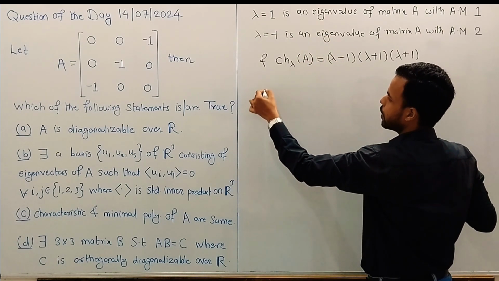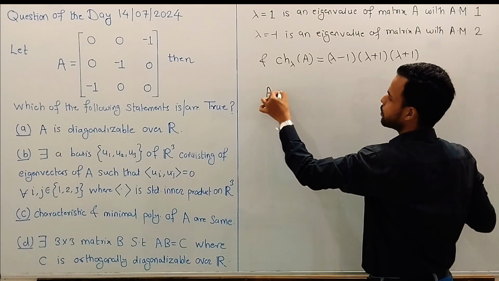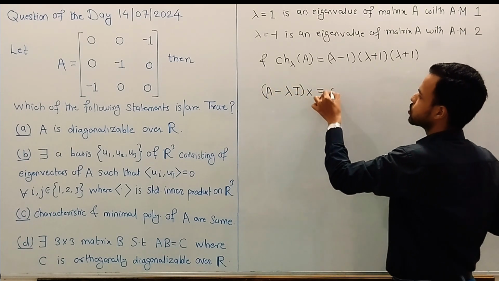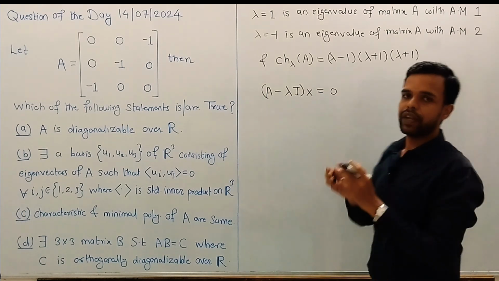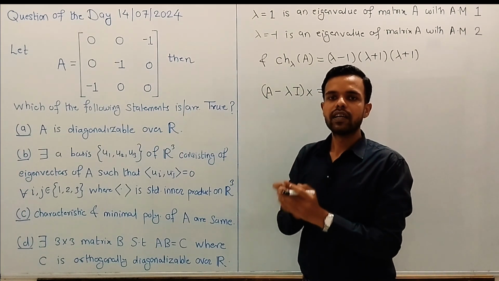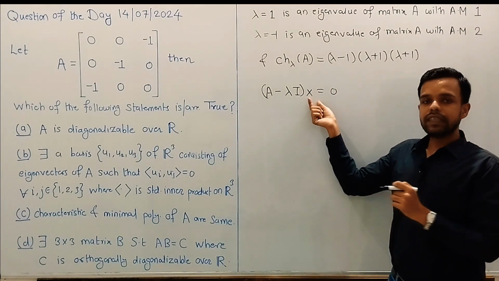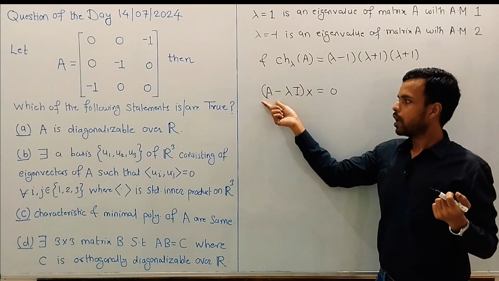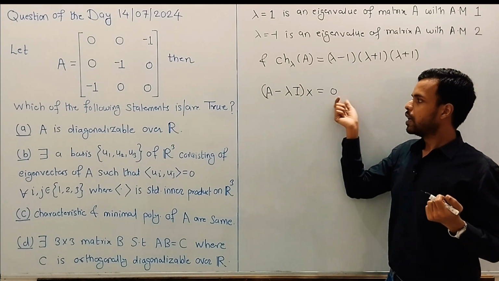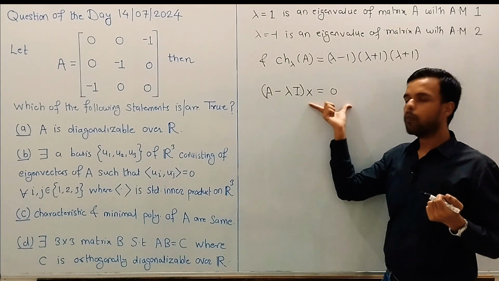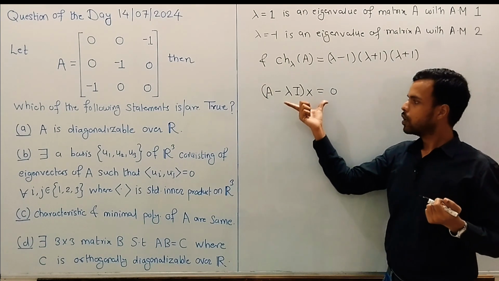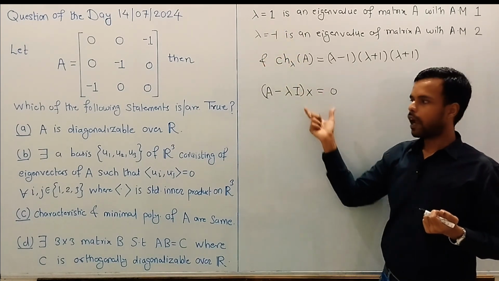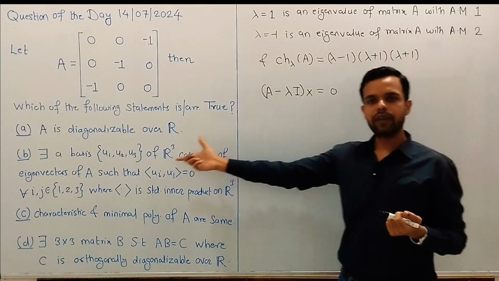For this, we consider the homogeneous linear system (A minus lambda I) x equals 0. Because by definition of eigenvector, we know that x is an eigenvector corresponding to eigenvalue lambda of A if and only if it is a non-zero solution of this homogeneous linear system. So we will solve this homogeneous linear system for different values of lambda and find out the different eigenvectors.